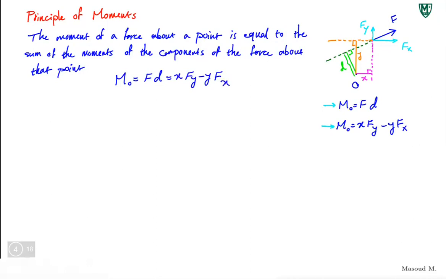Now, it comes in very handy because sometimes it's easier to decompose the force and find this x and y instead of finding D, the distance between the line of action and the point you want to find the moment about. It's up to you which one you want to go with. It should give you the same result. M naught should be the same, both the magnitude and its direction, whether you find D and find the moment about O, or you decompose the force and find the moment for each force and sum them up.